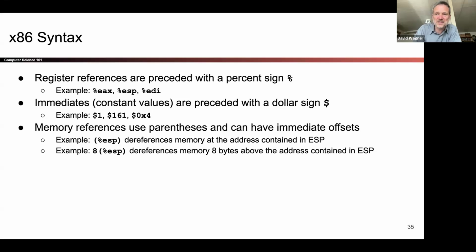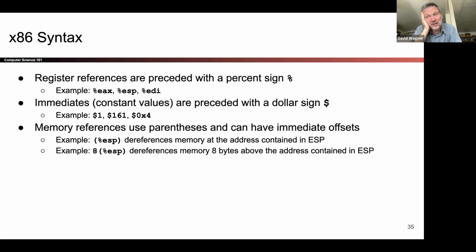And if you put parentheses around a register name, then the CPU will treat what's in the register as an address or a pointer, and dereference that pointer and go read or write memory at that location. So parentheses around %ESP refers to a word in memory at a particular address. The address is determined by whatever is stored in the ESP register right now.